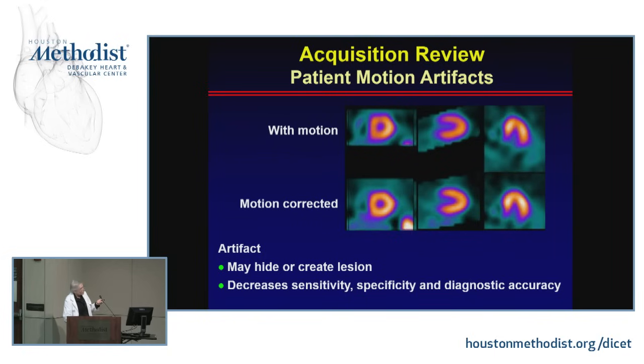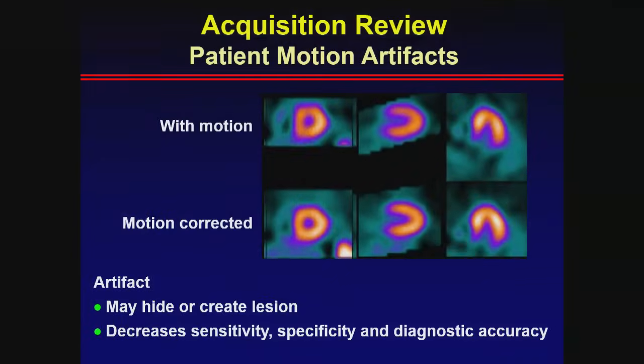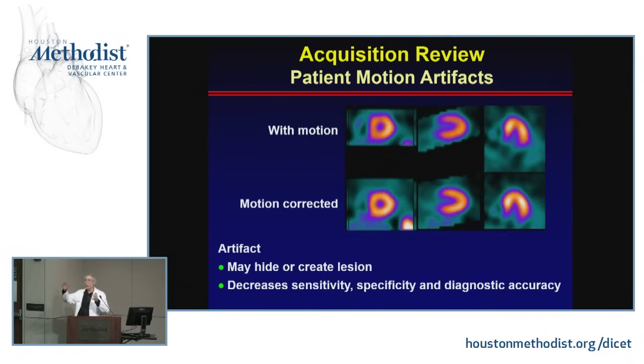This is just an example. Look how degraded this image is up here. You'd think there was an anterior defect here, and there really isn't. This is with motion, and this is with motion correction. Always remember that an artifact can hide or create a lesion, and of course it affects our diagnostic accuracy. I always say to the techs, even though we have motion correction software, it works fairly well for y-axis motion. It doesn't at all work for x-axis motion or circumferential motion.